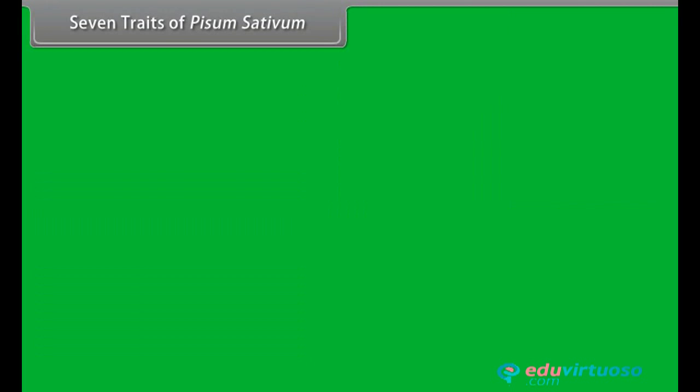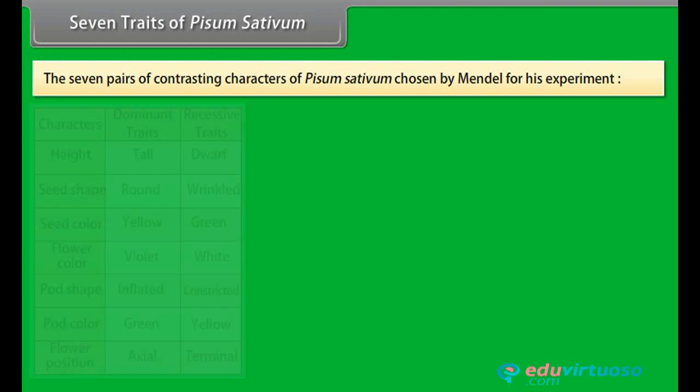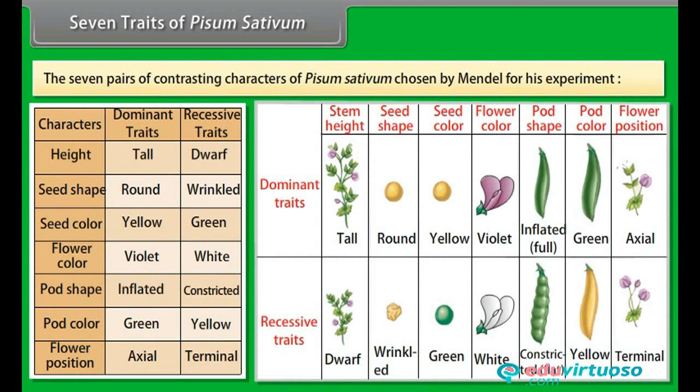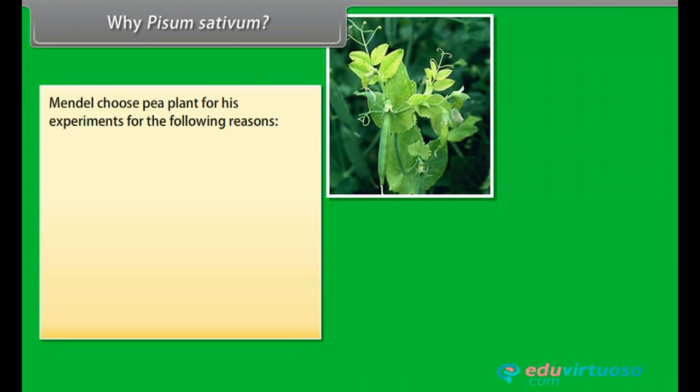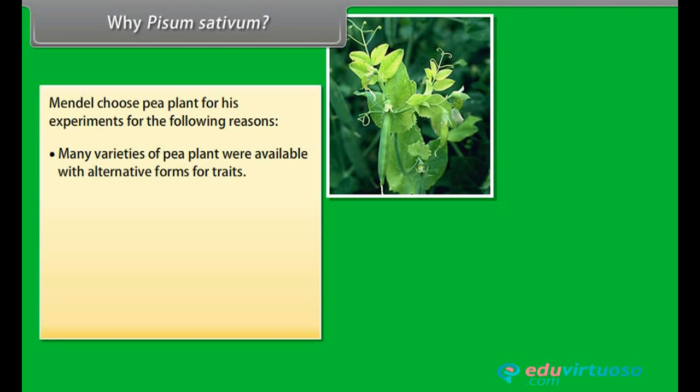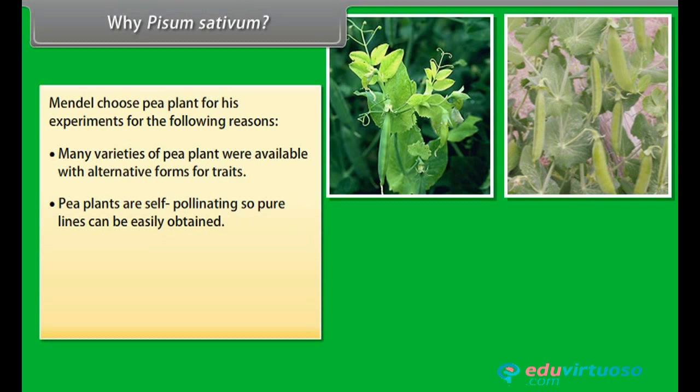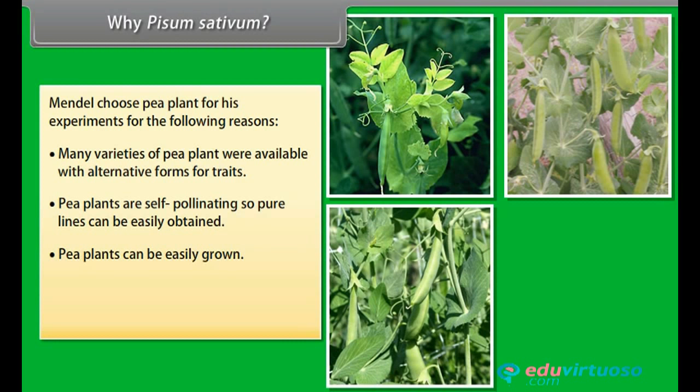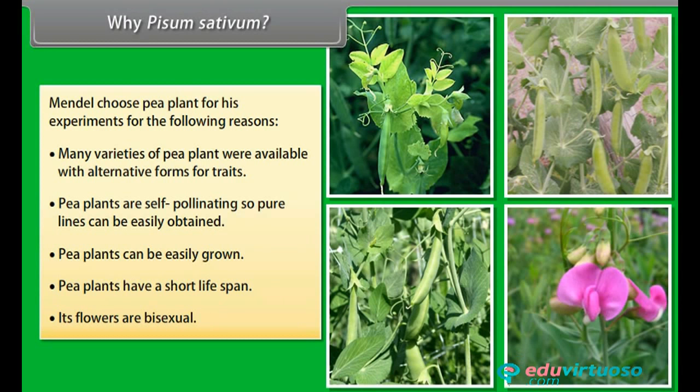7 Traits of Pisum sativum. The 7 pairs of contrasting characters of Pisum sativum chosen by Mendel for his experiment. Why Pisum sativum? Mendel chose pea plant for his experiment for the following reasons. Many varieties of pea plant were available with alternative forms for traits. Pea plants are self-pollinating, so pure lines can be easily obtained. Pea plants can be easily grown. Pea plants have a short lifespan. Its flowers are bisexual.